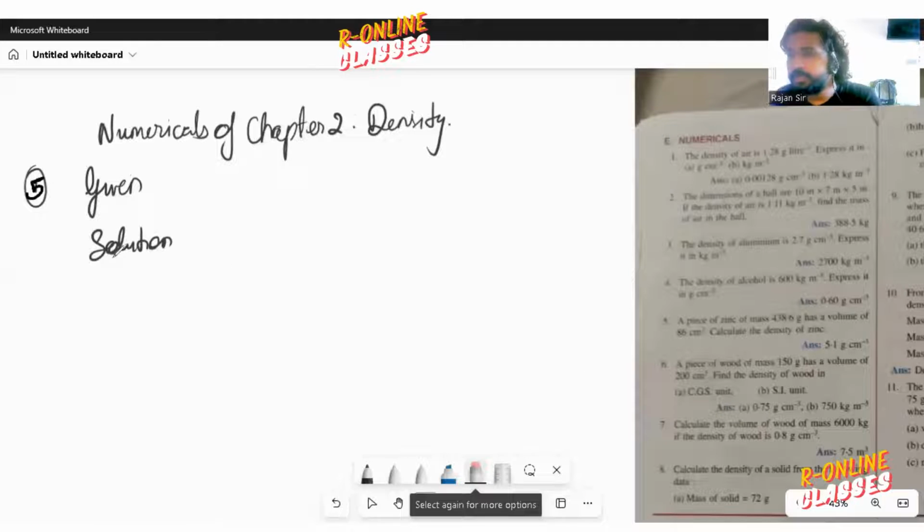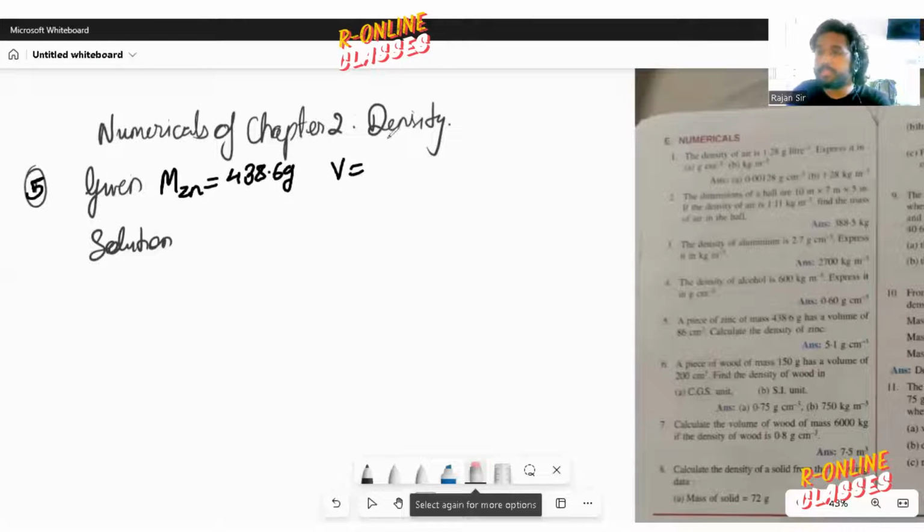Fifth, a piece of zinc of mass, the mass of zinc is given. Let's say I'm writing this way: 438.6 gram, and a volume of, volume is given in CGS as well, 86 centimeter cube. Find the density of zinc. Now, sometimes they will ask you to find the density of the zinc as well as they will ask you to convert it into SI units.